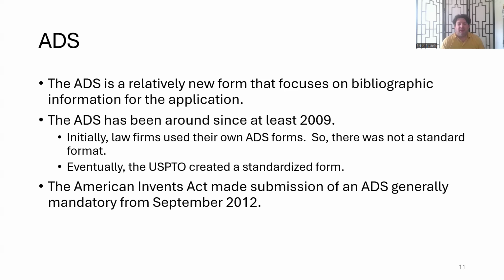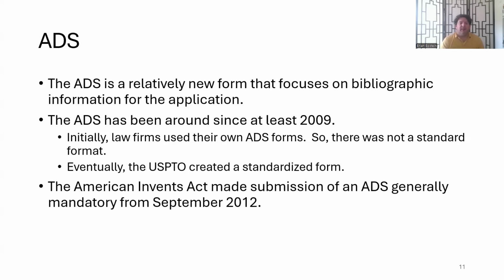At that time, law firms used their own ADS forms. The USPTO did not have a standardized one, and so there was no standard format. They kind of looked similar, but they all looked a little bit different. And not every law firm used them. A lot of people didn't. But eventually, the USPTO created a standardized form. So now we use that.